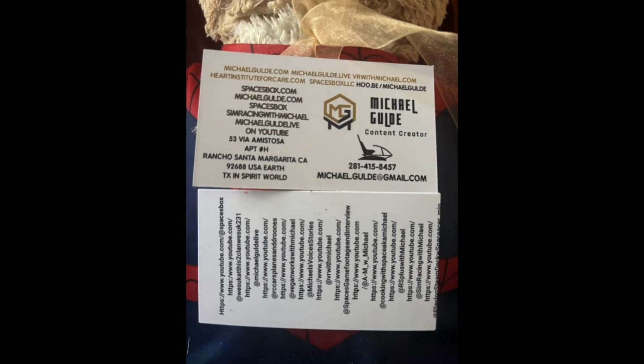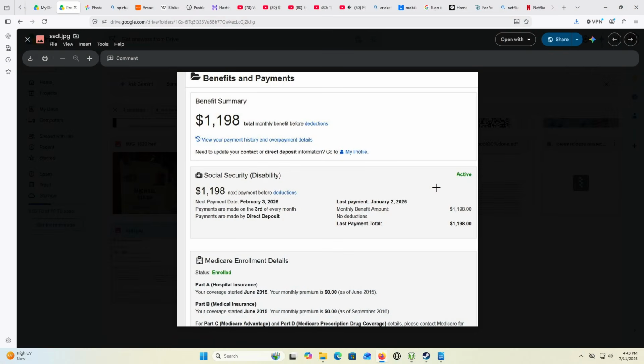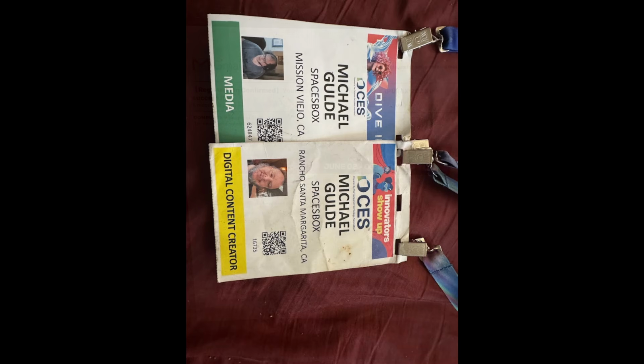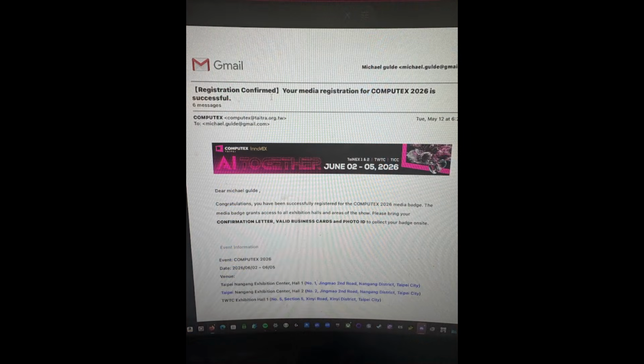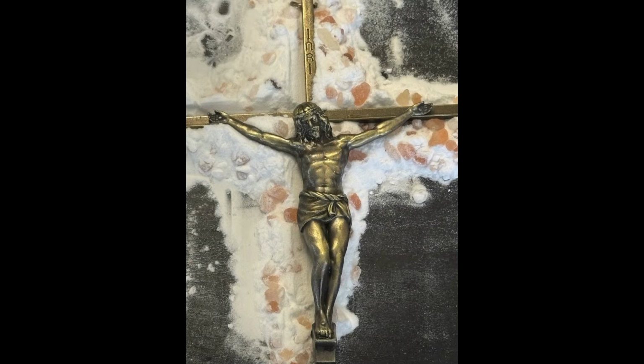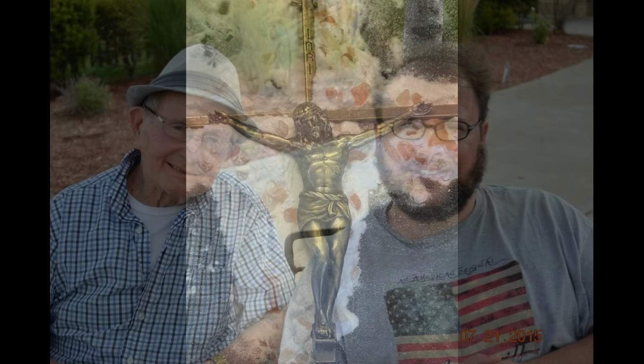This is my card that I took out when I went to CES 2026. I did take a loan to go to CES. I also paid for an Airbnb on Affirm. Both of those were paid by me. I slowly paid them off, and I'm still paying them off.